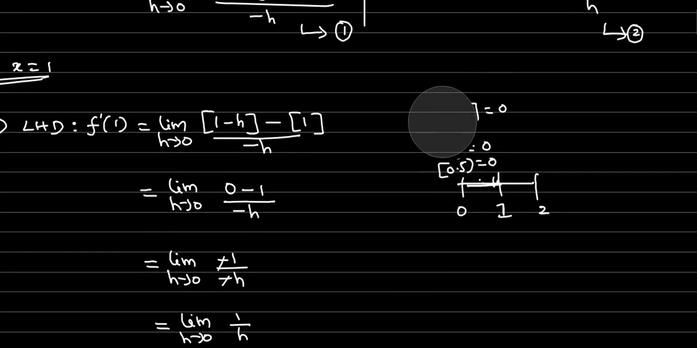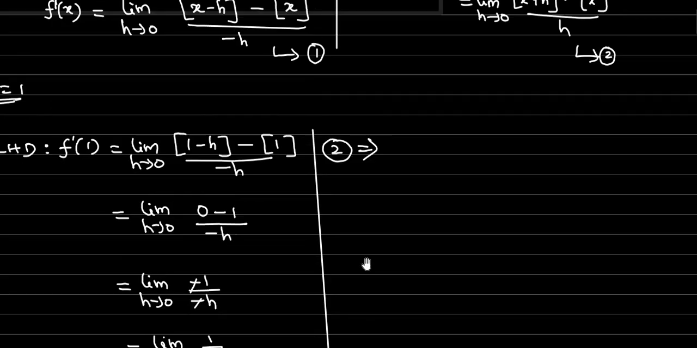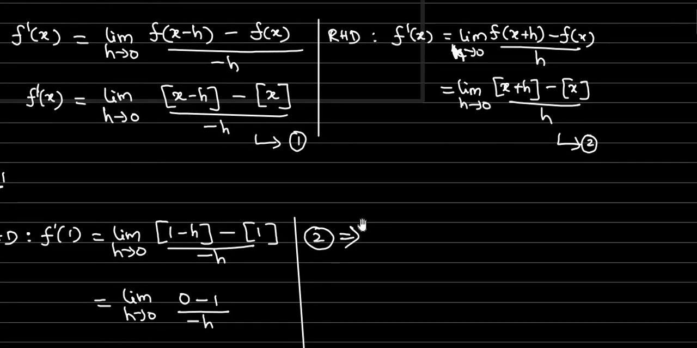Now let's find the right hand derivative. We have taken equation 2, so replacing x with 1 in equation 2, what is the right hand derivative result we get?